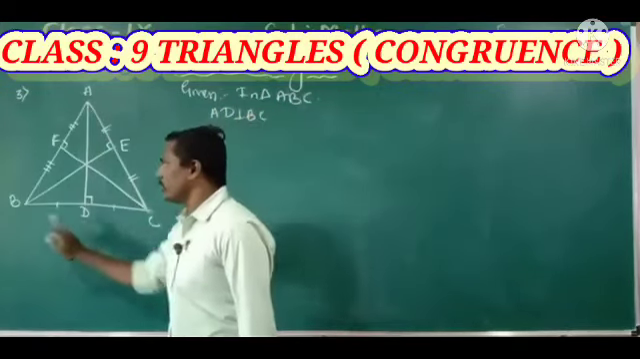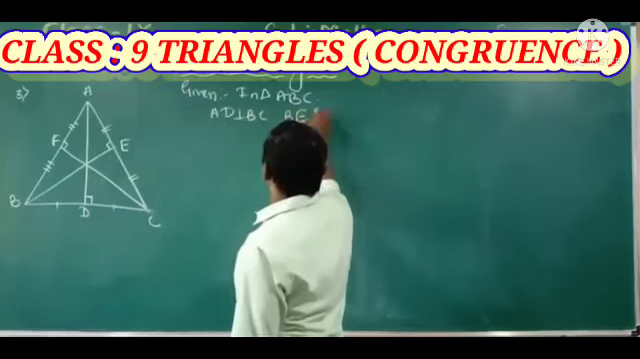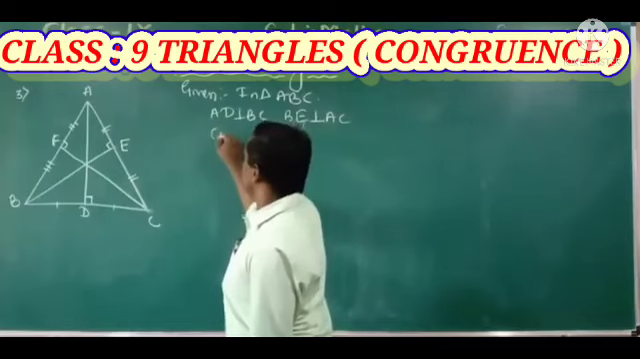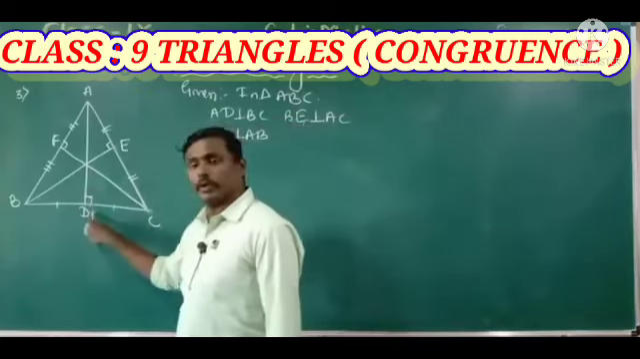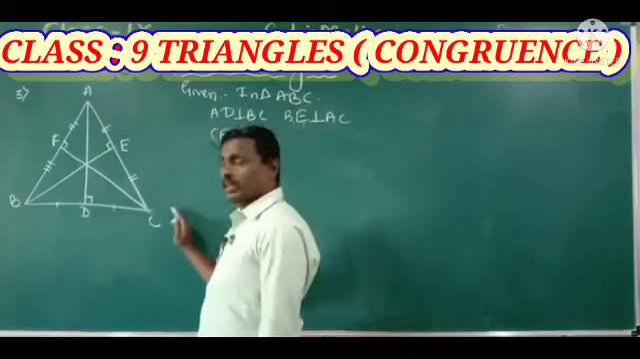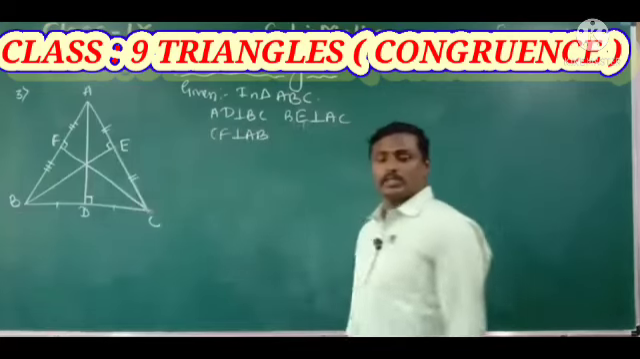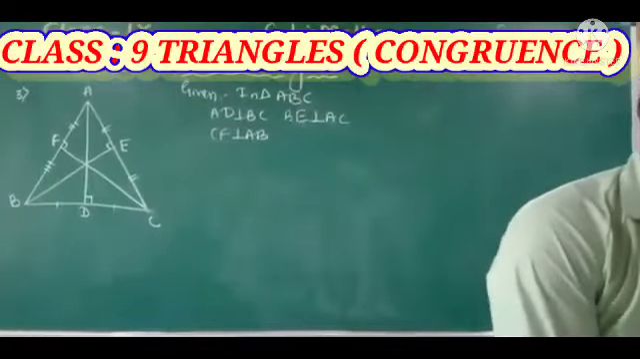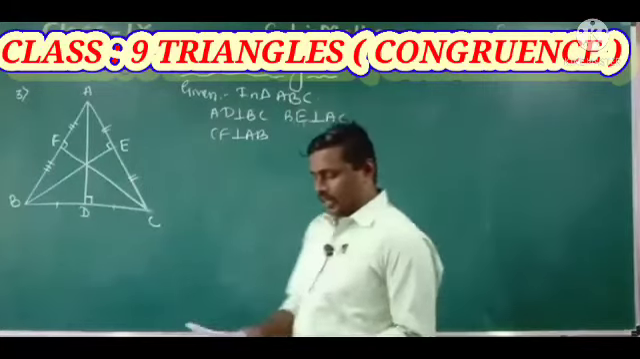AD is perpendicular to BC. Next one, BE is perpendicular to AC, and last one, CF is perpendicular to AB. So these are the perpendicular bisectors drawn from the vertices of the triangle to the opposite sides of the triangle.